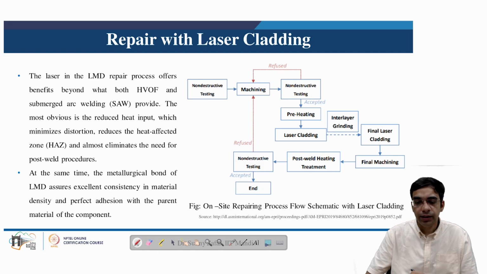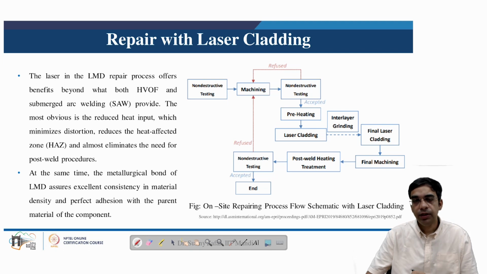Now we see how LMD, through a process known as laser cladding, is used for repairing. Laser in LMD offers several advantages beyond some of the thermal spraying processes like the high velocity oxygen fuel, or HVOF, process, or the submerged arc welding process. In particular, laser based processes are very popular in the manufacturing domain because of their reduced heat input, which minimizes distortion. It also reduces the heat affected zone and almost eliminates any post weld procedures.